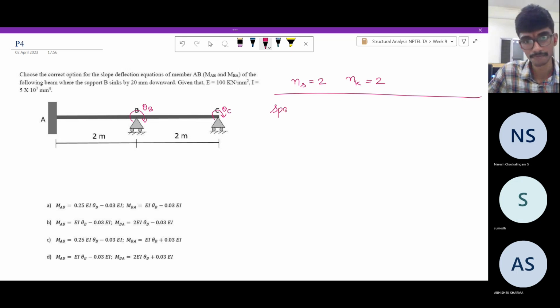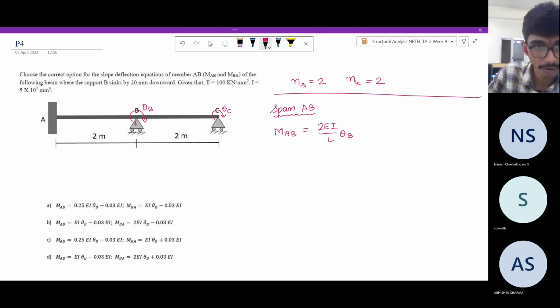So for span AB, let us write it down. MAB is equal to 4 EI by L theta A, but you know theta A is 0. So it is just 2 EI by L theta B. Is there any fixed end moment? No, because there is no loading in this span. But there is a support sinking. This support sinks by delta, which is 20 mm.